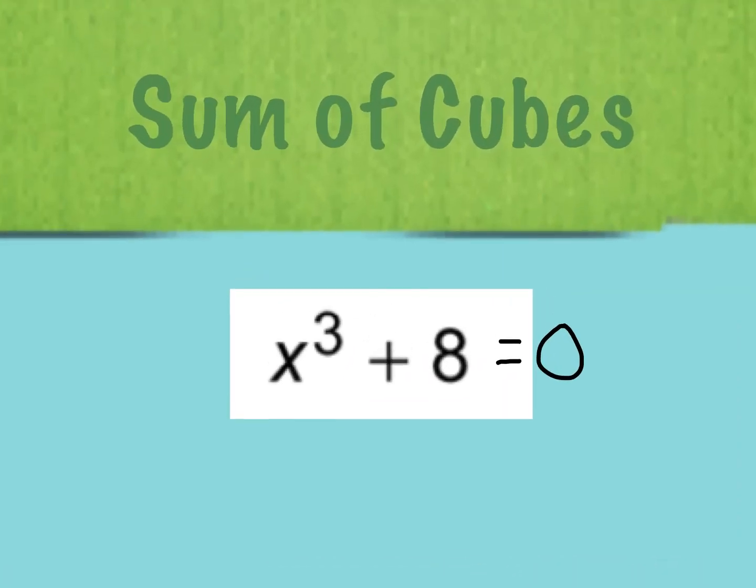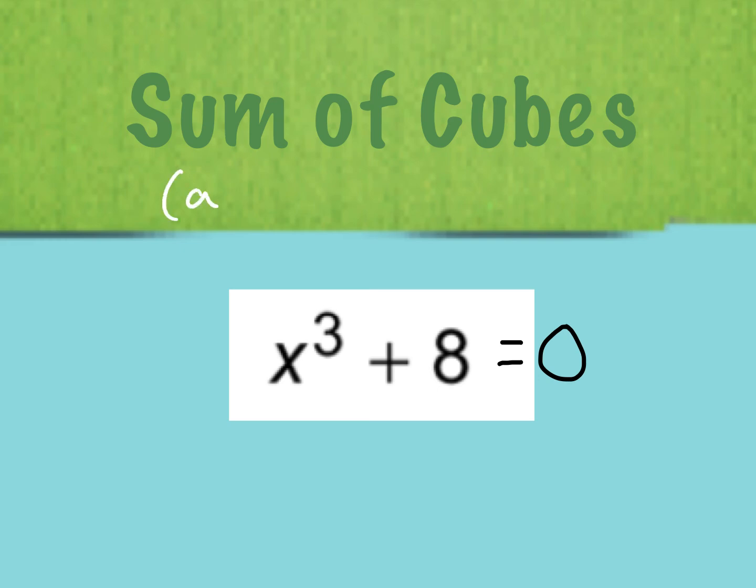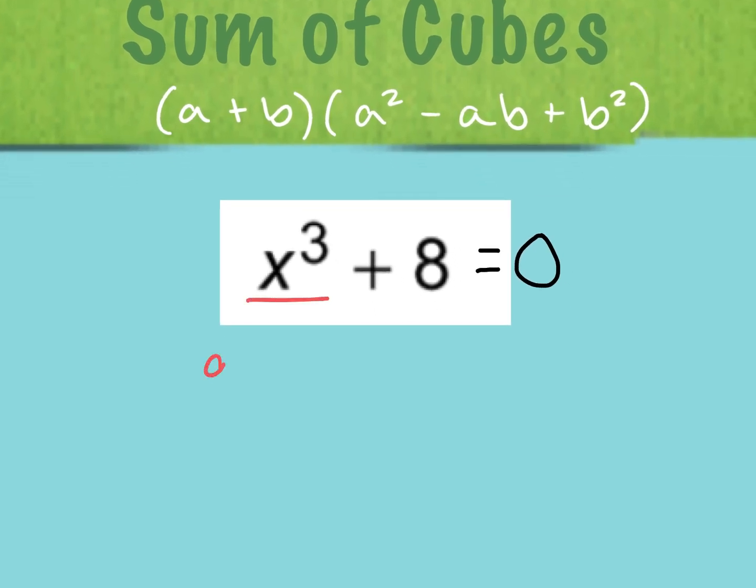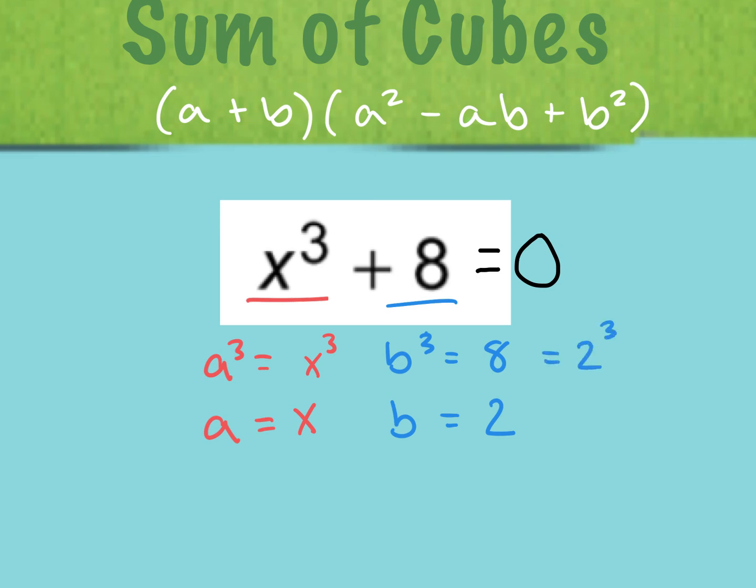All right, so next we have the sum of cubes. So it's the sum of cubes formula. That is A plus B times A squared minus AB plus B squared. So the first numbers are A cubed. So if A cubed is equal to X cubed, what's just A? X. Perfect. And then B cubed is equal to 8. So what's just B? 2. Because 8 is 2 cubed. So if I cross out the cubes, B is 2.